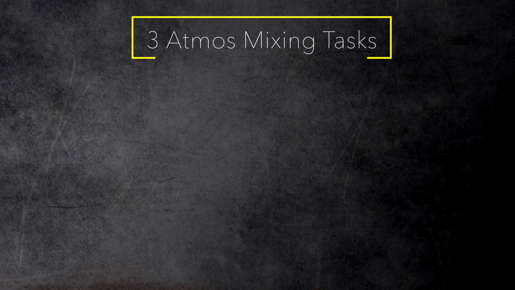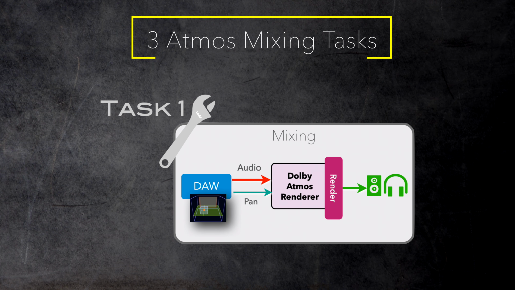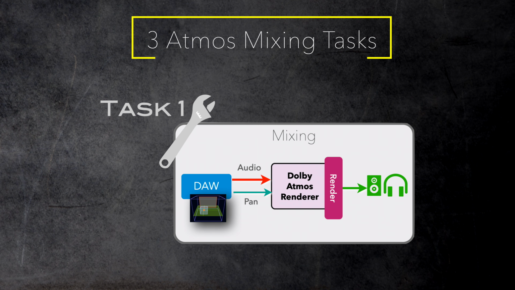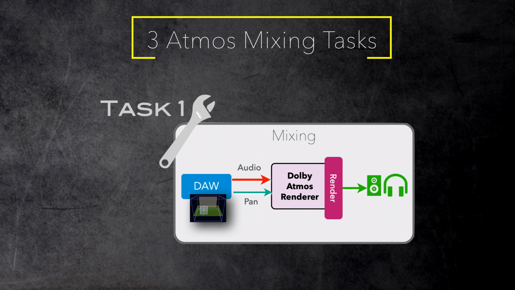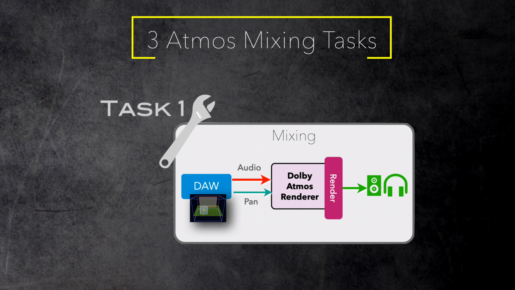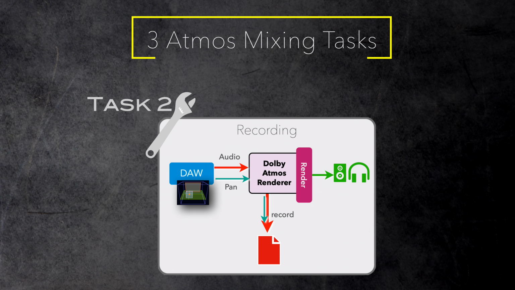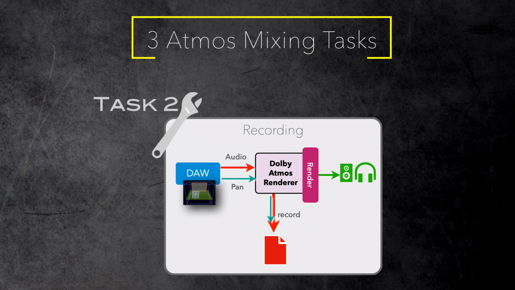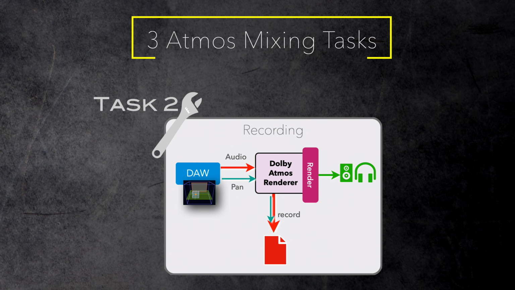So, to summarize, you have three main tasks when mixing in Dolby Atmos. Task 1 is the actual mixing, mostly done in the DAW, that includes a lot of configurations and monitoring done on the Dolby Atmos renderer app and monitored through various output formats that you can select. Task 2 is the part when your mix is finished and you record it to a Dolby Atmos master file as individual channels in an interleaved audio file.